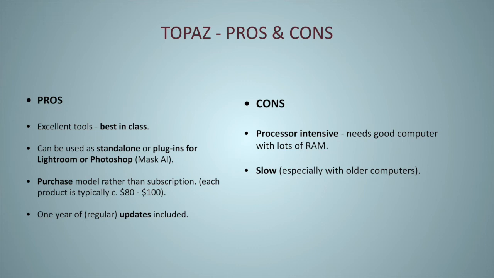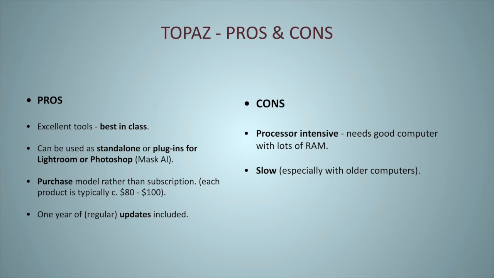They can be used as a standalone, which is fantastic if you just want to work with images straight off without other software, or you can use them as plugins for Lightroom in the case of Gigapixel, DeNoise and Sharpen, or in Photoshop with all of the products except, I think, Gigapixel. But certainly Mask AI you need to use in Photoshop really as a plugin. It won't work in Lightroom. I like the fact it's a purchase model rather than an endless subscription. Most of their products are typically around the $80 to $100 mark, so typically $79 or $89 or $99.